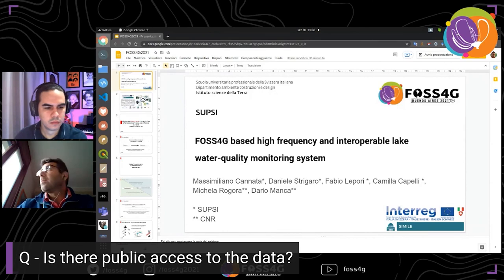But the administration didn't want to open up everything to the public because this information may be misunderstood and can generate some alarmism, for example, for a high production of algae in the lakes or things like that. So we are developing a web interface to show general parameters which are easy to understand by citizens. But the data are available on request.